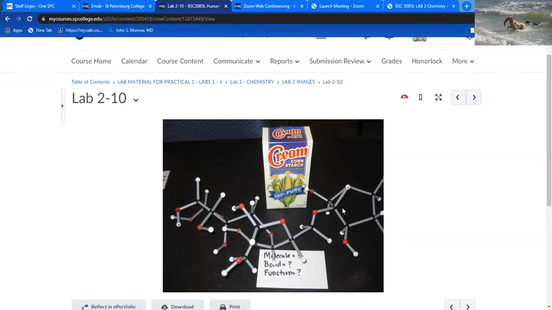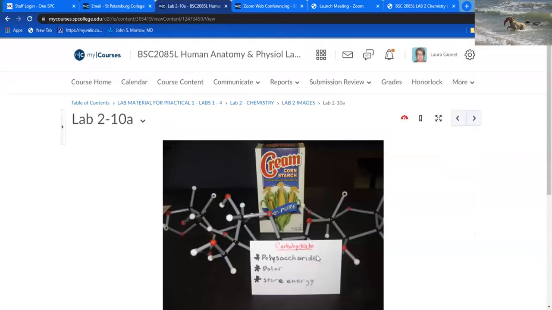All right, then we get into polysaccharides. You can't quite see this, but you see at least 1, 2, and off to the left, the model turns a little bit, so you see it sideways, but those are 3 monosaccharides linked together as a polysaccharide. And then the box behind it says starch, so that's a polysaccharide. All right, so molecule, bond, and function. It's carbohydrate, polysaccharide, polar covalent. Short-term energy storage. In plants, that would be starch. In animals altogether, it would be glycogen.